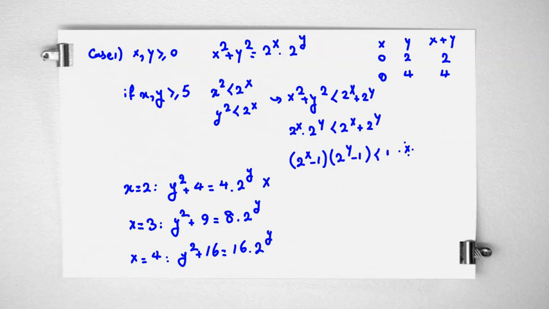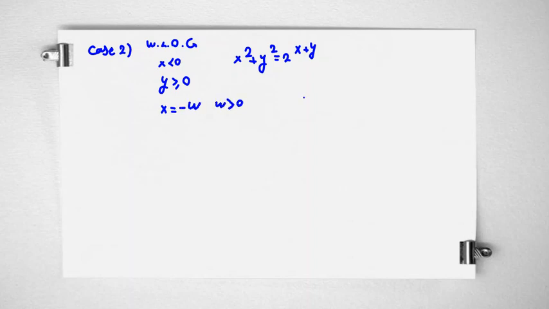Let's consider case 2. In case 2, one of them is negative, one of them is positive. For example, without loss of generality, x is less than 0, y is greater than or equal to 0. And x squared plus y squared equals 2 to the x plus y. So here, because x is negative, I consider x equal to negative w, so w is positive. And then x squared plus y squared, instead of x, I write negative w, so it will be w squared plus y squared equals 2 to the y minus w.